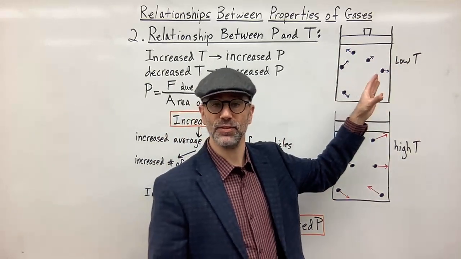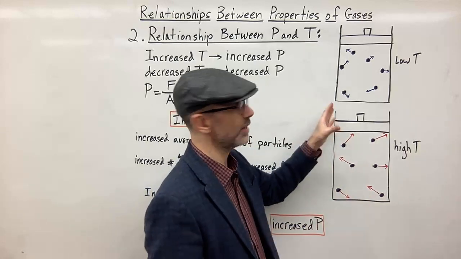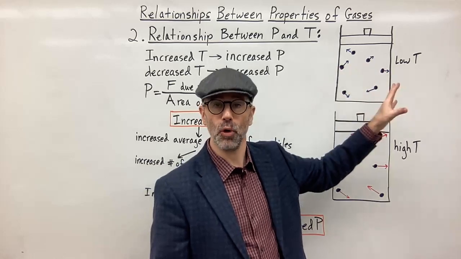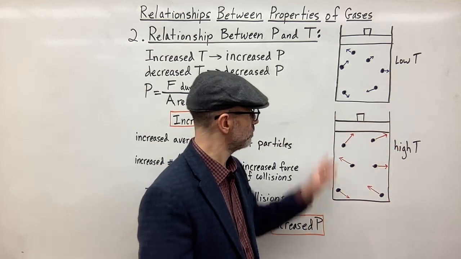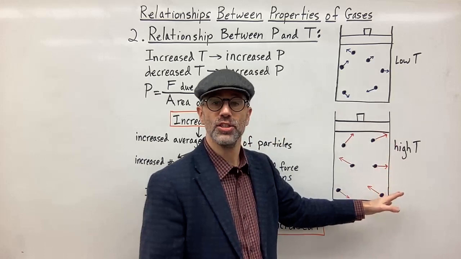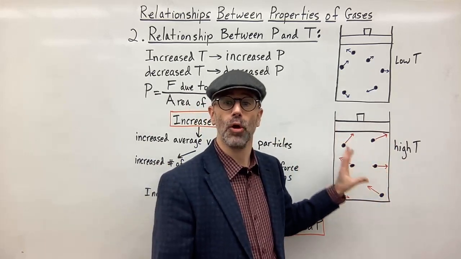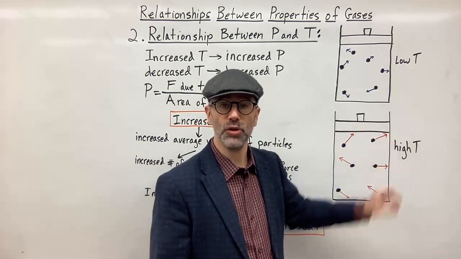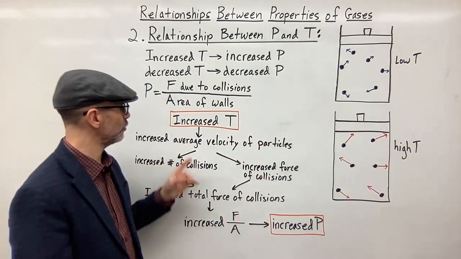When they hit the sides of the container, they hit it with a certain amount of force. But if I increase the temperature, then the particles are going to move faster. They're going to hit the sides of the container harder and therefore apply more force to the container and to the walls. Okay?